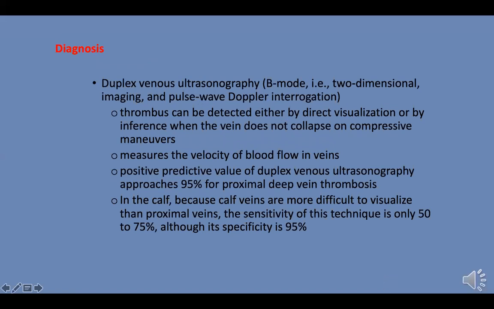So how do you diagnose DVT? You can use duplex venous ultrasonography using the B mode, like 2D imaging, and pulse wave Doppler interrogation. A thrombus can be detected either by direct visualization or by inference when the vein does not collapse on compressive maneuvers. This modality also measures the velocity of flow in the veins. The positive predictive value of duplex venous ultrasound approaches 95% for proximal DVT. In the calf, because calf veins are more difficult to visualize than proximal veins, the sensitivity is around 50 to 75%, although specificity is quite high at 95%.